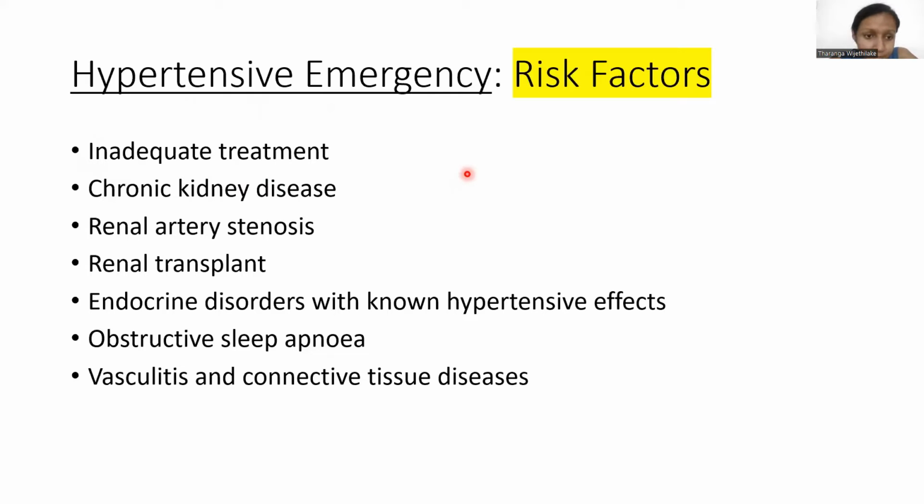So inadequate treatment is the leading and most prevalent risk factor for a hypertensive emergency worldwide. Chronic kidney disease, again, is quite prominent, quite prevalent in our society. Renal artery stenosis, renal transplants, endocrine disorders with known hypertensive effects, obstructive sleep apnea, and vasculitic and connective tissue diseases are the other risk factors. Prevalence-wise, these things are not that common to find, but these two are very common in our situation.